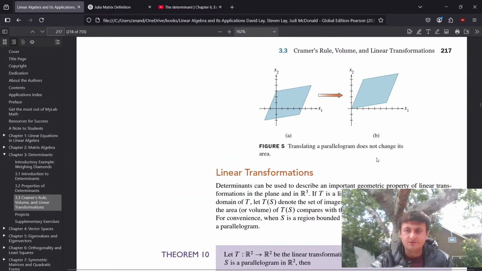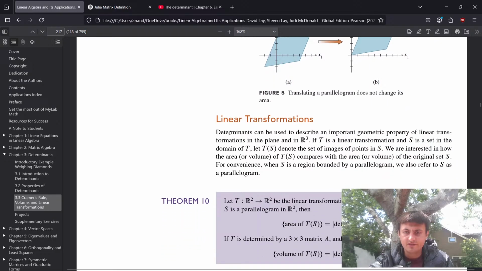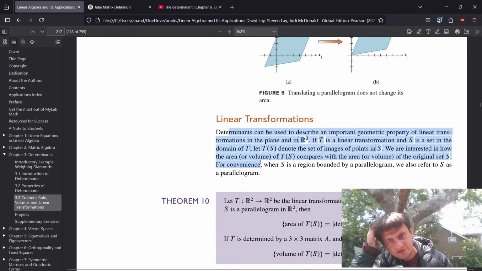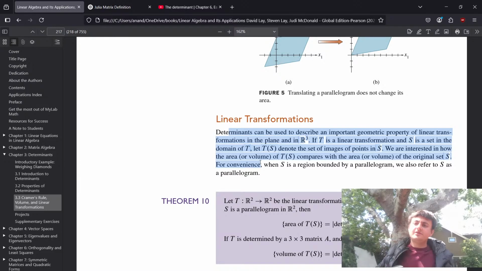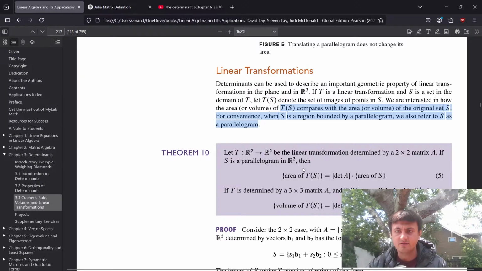Linear transformations. Translating a parallelogram does not change its area. Determinants can be used to describe an important geometric property of linear transformations in the plane and in R3. If T is a linear transformation and S is a set in the domain of T, then T of S denotes the set of images of points in S. We are interested in how the area or volume of T of S compares with the area or volume of the original set S. For convenience, when S is a region bounded by a parallelogram, we refer to S as a parallelogram.